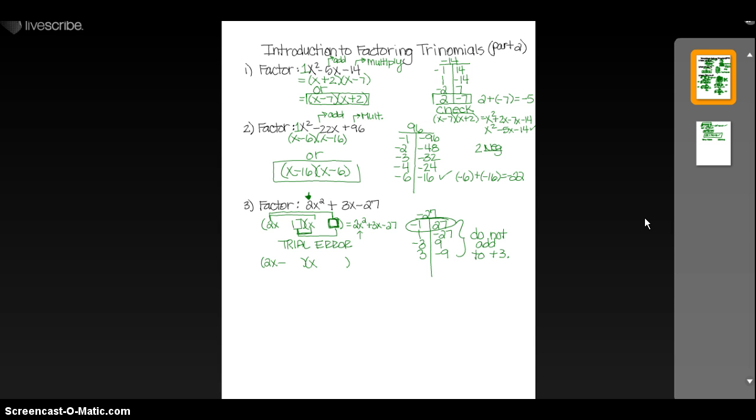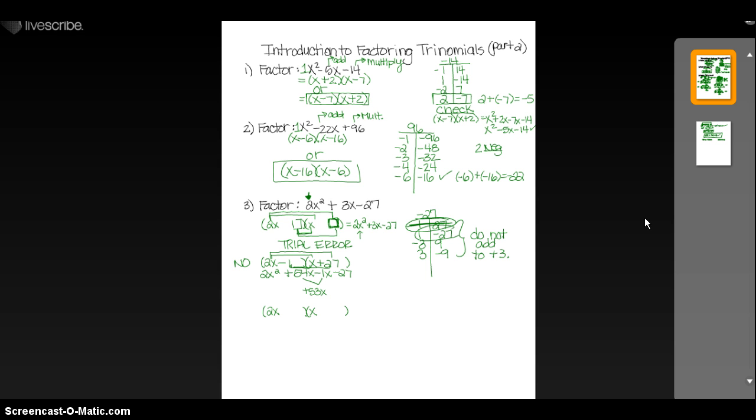So the first one was a minus 1 and a plus 27. So if I do FOIL on that, I'm going to get 2x squared plus 54x minus 1x minus 27. But when I add these together, I get plus 53x. But remember, I want plus 3x. So these don't work. So I'm going to put a note here. All right, let's try again. This is why it's called trial and error. We try. If it doesn't work, we try again.